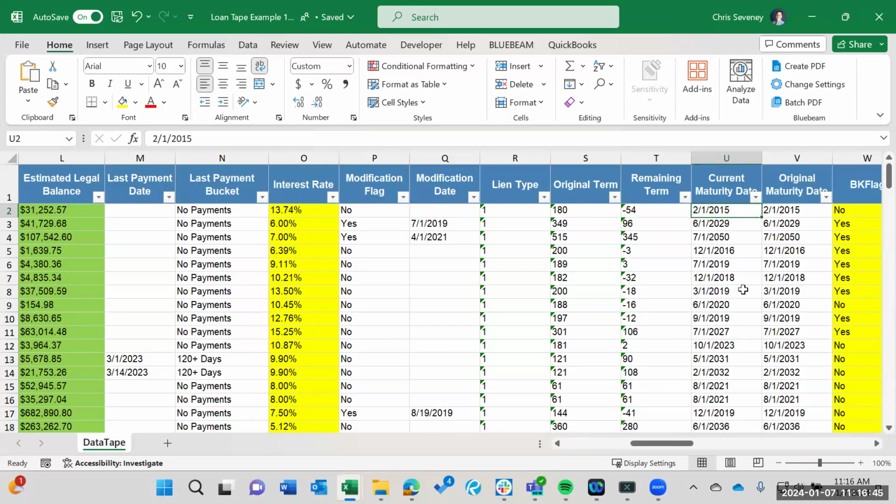Current maturity date and original maturity date. These two go hand in hand. Current maturity date means the maturity date as of today. In many instances, you can see these are all the same as the original, but sometimes you may have a modification that extends that maturity date. So it is important to understand that when you're putting this in any type of model or calculator, you're forecasting off of the current maturity date, not the original.